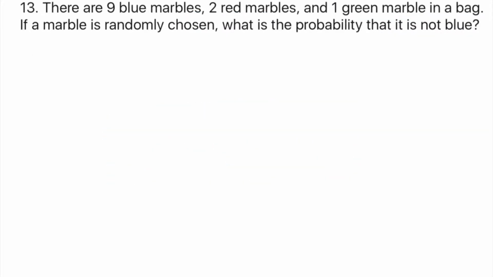There are 9 blue marbles, 2 red marbles, and 1 green marble in a bag. If a marble is randomly chosen, what is the probability that it is not blue? So not blue means it could be red or it could be green. So that's what we want, is red or green to be on our numerator. So there are 2 reds and 1 green, so that's 3 total that we could choose from. And then remember, in our denominator, that's the total number of marbles you have.